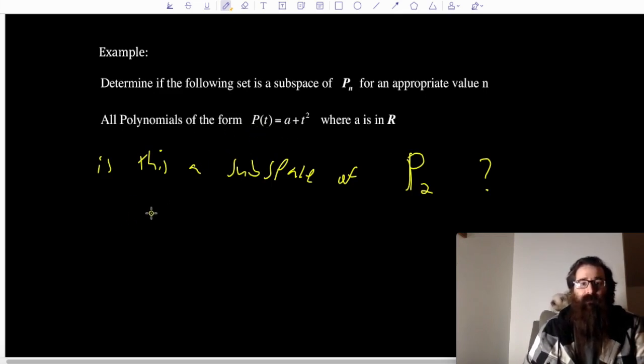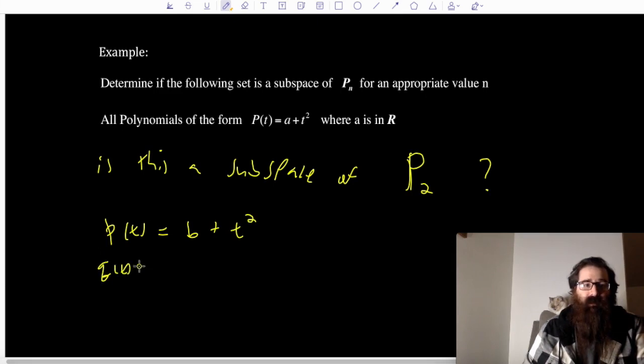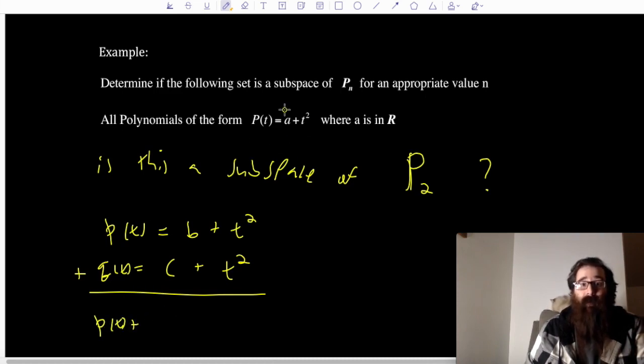So for example, if I work with addition first, let's say I take some example of a polynomial, let's say some number b plus t squared, and then another polynomial, call it q at t, we'll say some constant c plus t squared. If I add these together, I want to know, am I going to stay in the polynomial space? Am I going to stay in my alleged subspace, my proposed subspace? I don't know if it is one or not.